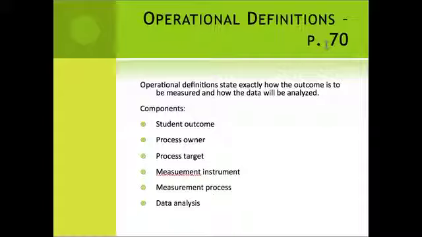Your book on page 70 gives an example of a student outcome: who owns the outcome, or who is responsible for evaluating its effectiveness, what is the target for measurement, what's the instrument that's going to be used, what's the measurement process, and then how are we going to actually analyze that particular data. So for each outcome, Yuhui suggests these six components be talked about in terms of exactly how we're going to measure it and how we're going to analyze this data.